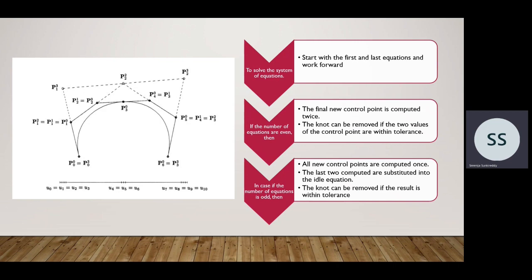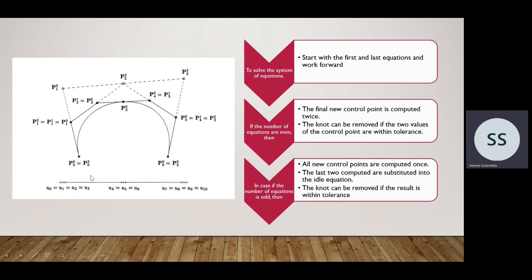Here we can see the algorithm. To solve the system of equations, we start with the first and last equations and work forward. If the number of equations we have derived is even, then the final new control point is computed twice. The knot can be removed if the two values of the control points are within tolerance. If the number of equations derived is odd, then all new control points are computed only once. The last two computed are substituted into the ideal equation. The knot can be removed if the result is within tolerance.